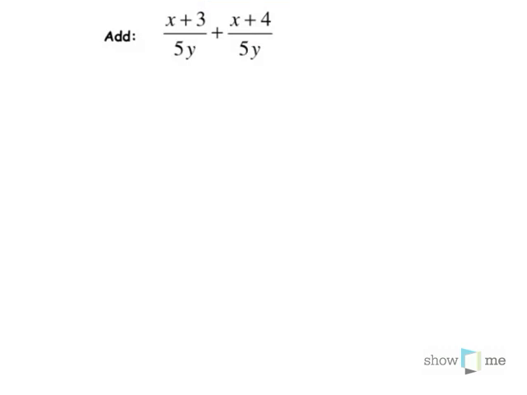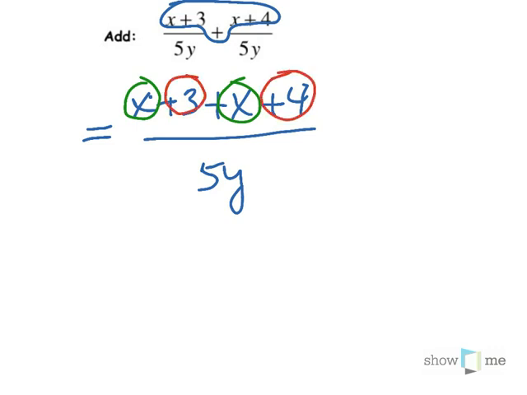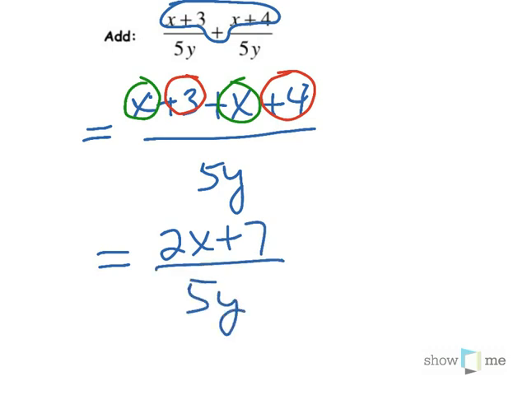This one looks a little bit more complicated, but don't be scared. It's the same idea. The lowest common denominator is 5y, so it's just going to stay there. Now we're going to go ahead and add the numerators together. So that's an x plus 3 plus an x plus 4. We got some like terms we can combine there. We can combine the x's together, and we can also go ahead and combine the 3 and the 4 together. So that's going to come out to be 2x plus 7 all over 5y. That's it. That's my final answer there.